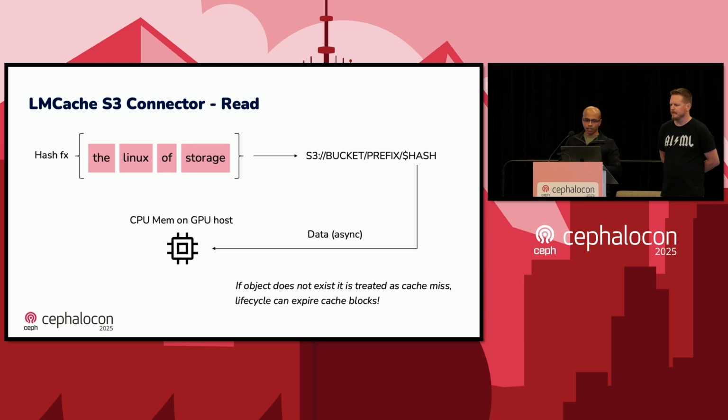And this path essentially shows the read path, where the model needs a particular piece of content. You hash it, compute the S3 key, and then you can fetch it. So the beauty of this architecture is simplicity: content addressable reads, asynchronous fetching from S3, and graceful degradation on cache misses. So there's no lifecycle management required outside of the minimal that's provided by LMCache already.